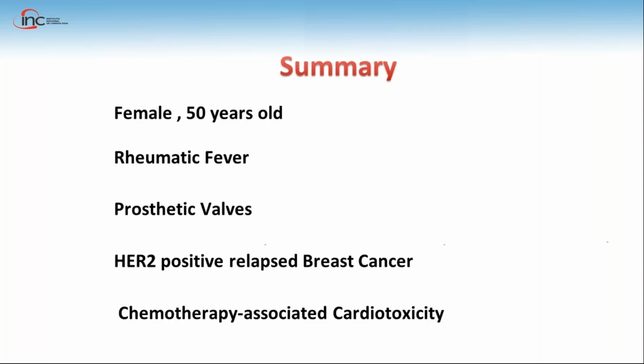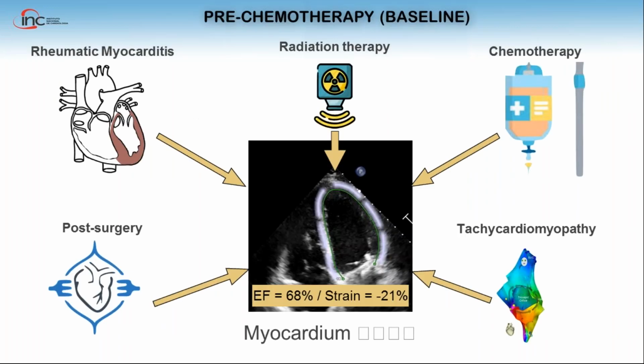So we can say it's just a summary. It was a female, 50 years old, with rheumatic fever, prosthetic valves, HER2 positive relapsed breast cancer with chemotherapy-associated cardiotoxicity. Okay, and now I will pass to Alexi. We will continue the case with the images.